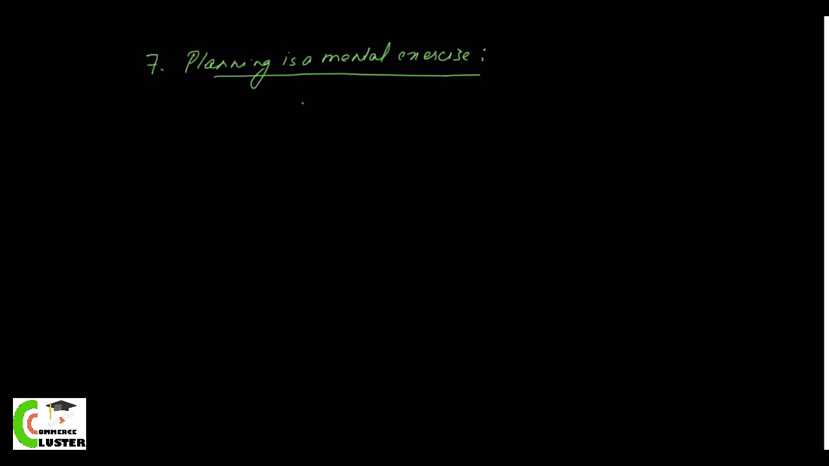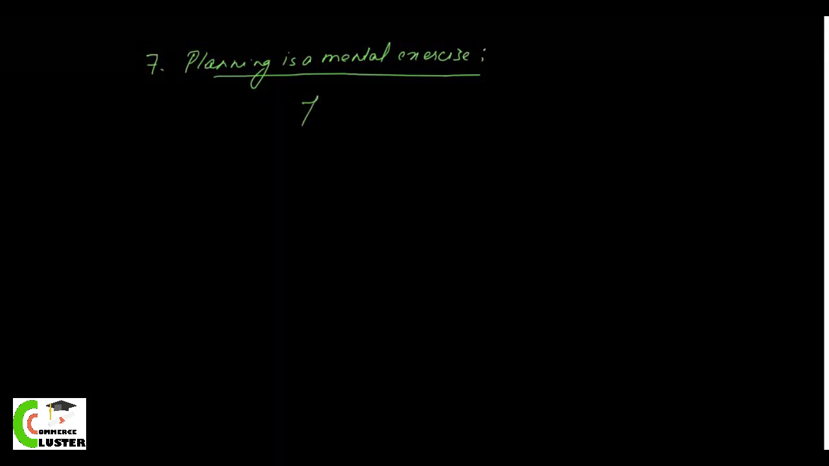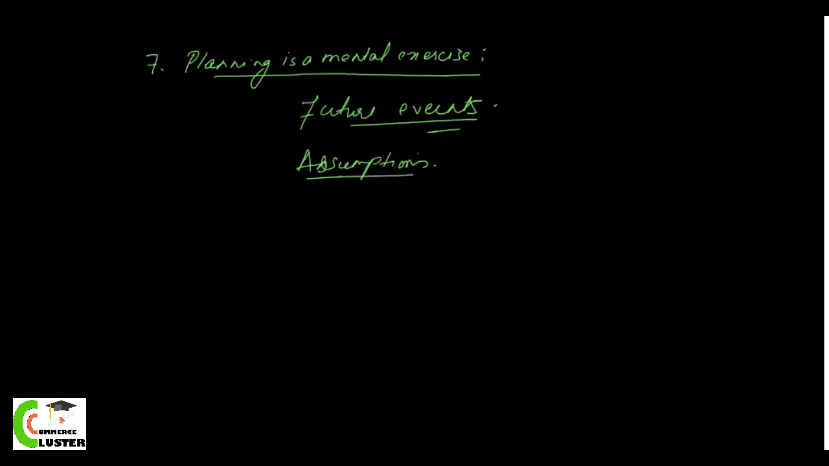So the next feature of planning is that it is a mental exercise. The managers or the planners of the organization have to plan about what activities they must do in order to achieve the desired objective. When they are planning, they must keep in mind the future events which are expected to happen. The manager or the planner has to make assumptions about the future.